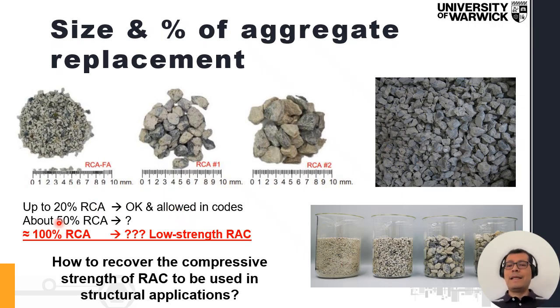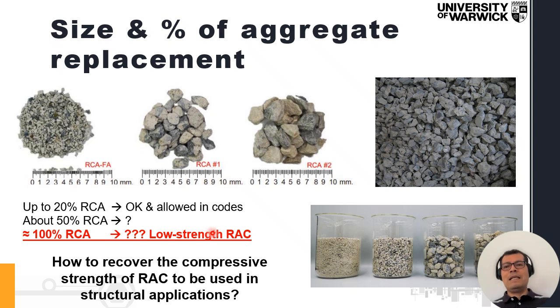Now, when you increase the amount of replacement, let's say to 50%, that's when the problems start, because you can get anything. Sometimes you don't reduce the strength, but sometimes you do. So it's a bit of a gray area there. And obviously the problem comes when you increase to the maximum potential of aggregate. If you replace completely your natural aggregates with recycled aggregates, that's when we have serious problems, not only with the workability of the fresh mix, but also with the strength, because the strength drops dramatically.